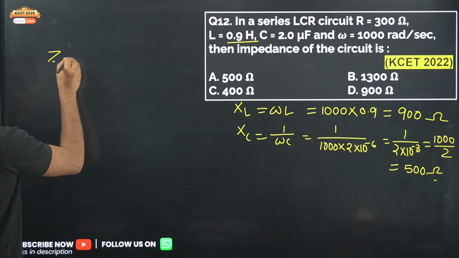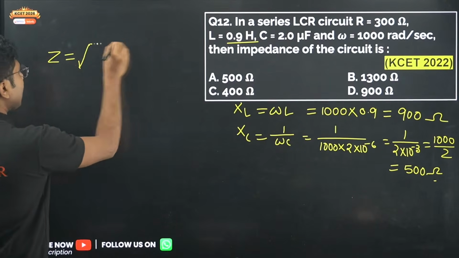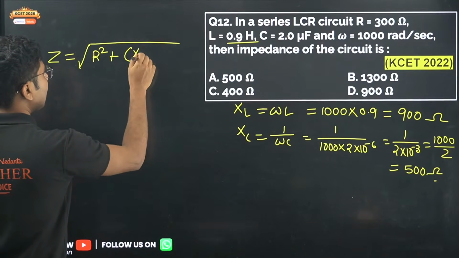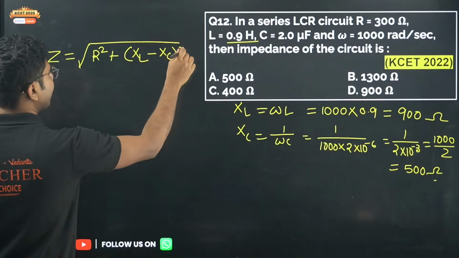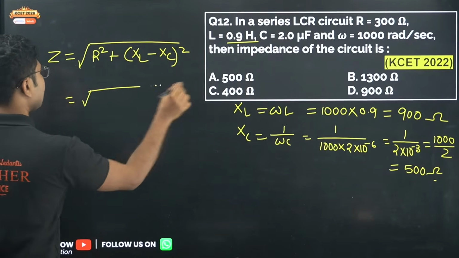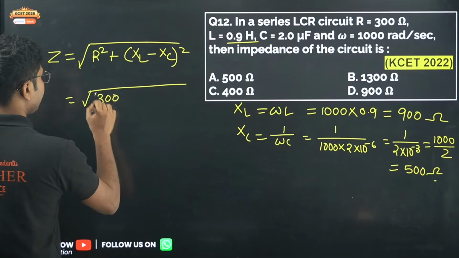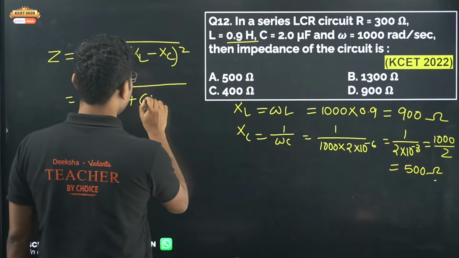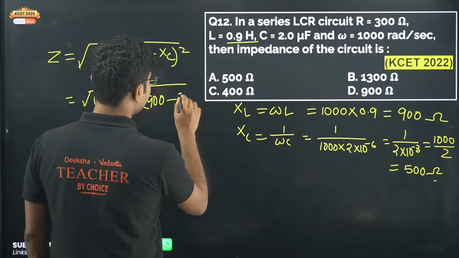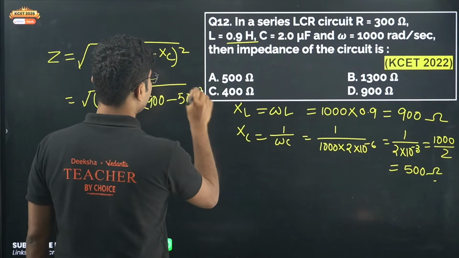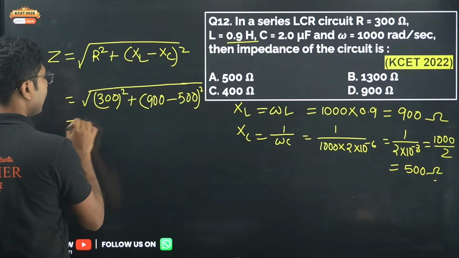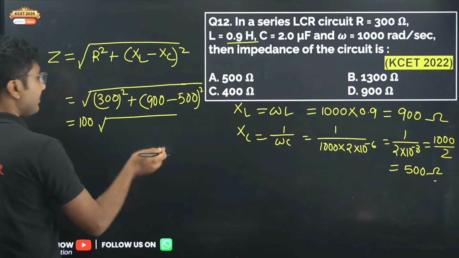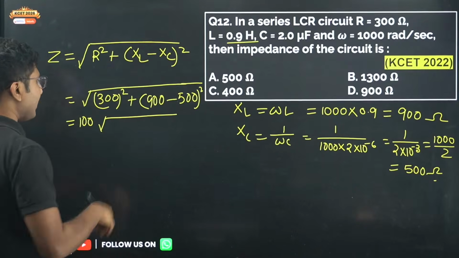So XL and XC are calculated. Now impedance time. How to calculate impedance? Impedance is given by square root of R square plus XL minus XC whole square. R is given 300, so 300 whole square plus XL is 900, XC is 500 whole square. Now you can take 100 common in each and every term, and there is a square also, so 100 can be taken out of the square root and it will become directly 100.